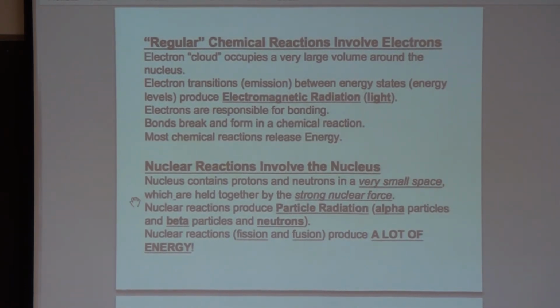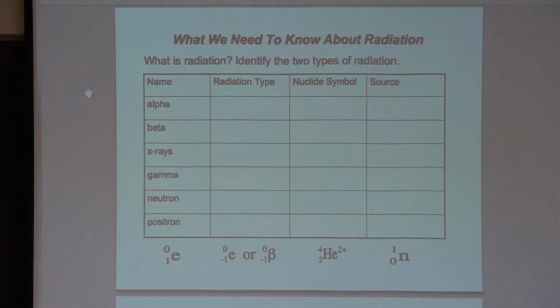Now, nuclear reactions produce particle radiation. When you're looking at regular chemical reactions, they produce electromagnetic radiation. Nuclear reactions produce particle radiation, which includes alpha particles, beta particles, or neutrons. And nuclear reactions, which include fission reactions and fusion reactions, produce a lot of energy, much more energy than a regular chemical reaction involves. When I first started teaching Chem 1B, I actually knew nothing about nuclear chemistry.